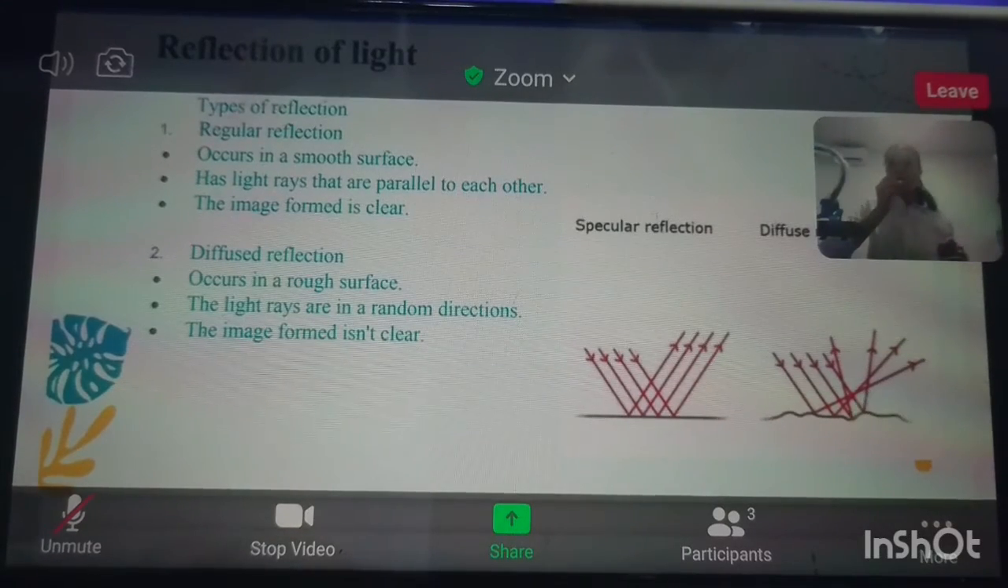Reflection of light. Types of reflection. 1. Regular reflection. It occurs on a smooth surface, as light rays are parallel to each other, and the image formed is clear. Opposite to it, we have diffuse reflection, where it occurs on a rough surface. The light rays are in random directions, and the image formed isn't clear.